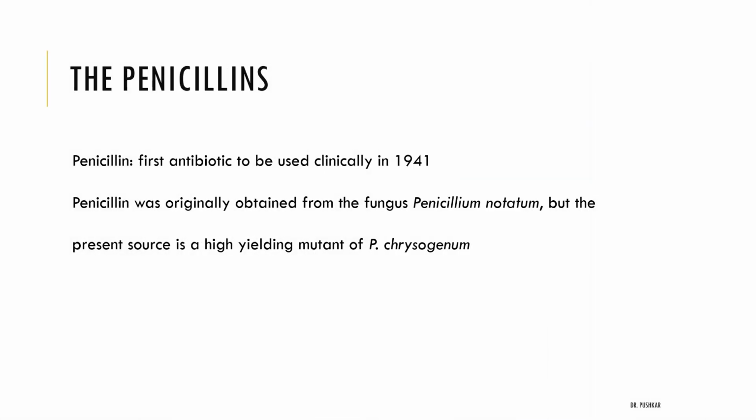So the penicillins. Penicillin was the first antibiotic that was used clinically in 1941, and it was originally obtained from the fungus Penicillium notatum by Alexander Fleming. Okay, it was an accidental discovery of one very important antibiotic that saved millions of lives. But nowadays, one very important high-yielding mutant is Penicillium chrysogenum, which is used for the development of penicillin, that is natural penicillin.